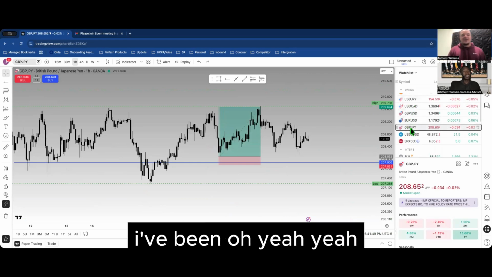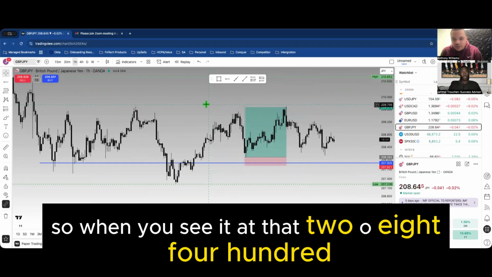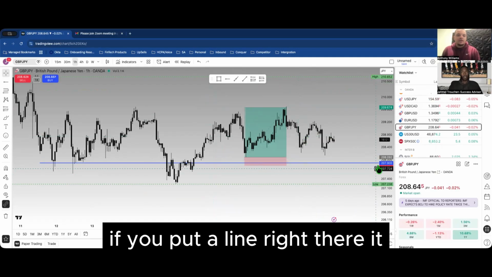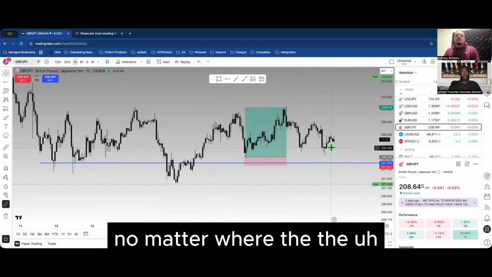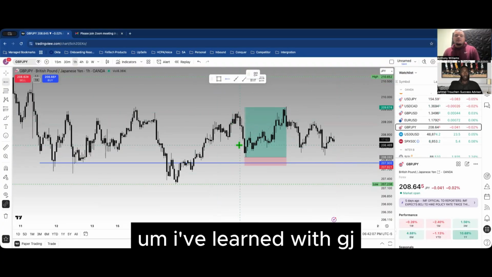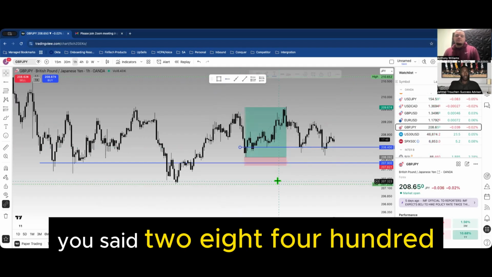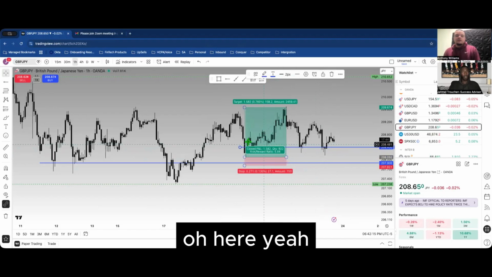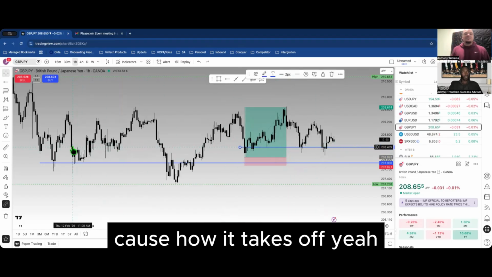Oh yeah? Yeah, I've been messing with GJ lately. What I learned about GJ is when it takes off, so when you see it at that 208 400, if you put a line right there, it takes off no matter where the price is. So if I'm choosing buys or sells, I've learned with GJ when it takes off, it takes off. You said 28400? Yeah, for the buys, I'm starting to like GJ because of how it takes off.